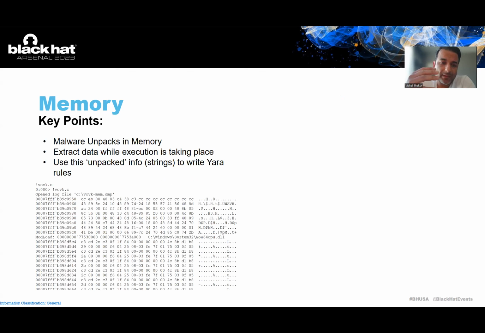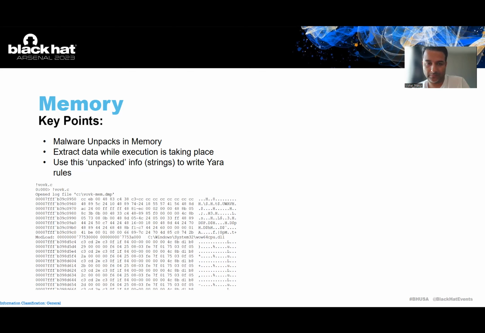Very quickly, we'll touch on this memory thing that we've touched upon a bit earlier. Some key points about memory. Malware unpacks in memory while its execution is taking place. It starts unpacking. We can extract data while the execution is taking place. So basically, once it's unpacked and it's in full flight, we should always use this unpacked info, basically strings from the unpacked version of the malware, to write the rules if you want to write really specific, very accurate rules.